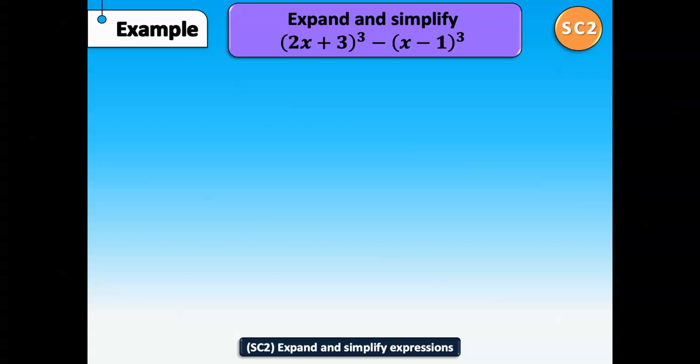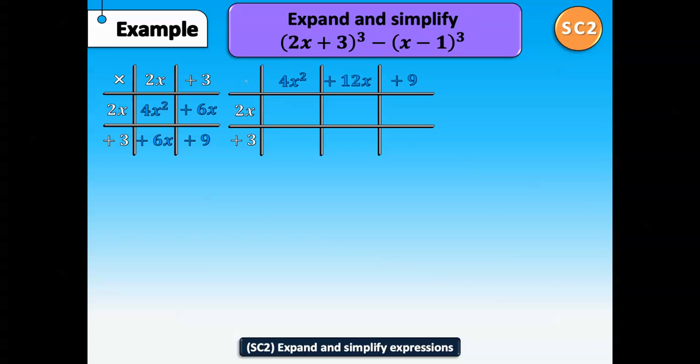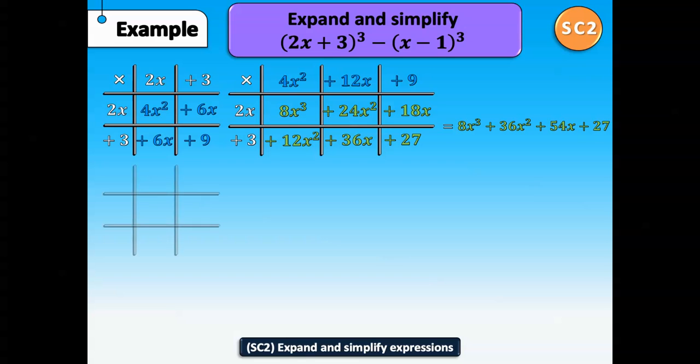This question is a little bit trickier, so I'm going to go through this one. So first of all, we need to do 2x plus 3 cubed. So that means times by itself 3 times. So I'm going to do 2x plus 3 times 2x plus 3. And I'm going to times that by 2x plus 3 again. So 4x squared plus 12x plus 9 times by 2x plus 3 again, because it's cubed, so it times by itself 3 times. And I get 8x cubed plus 36x squared plus 54x plus 27.